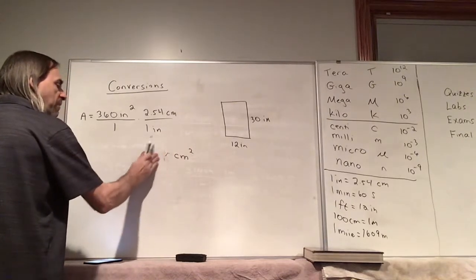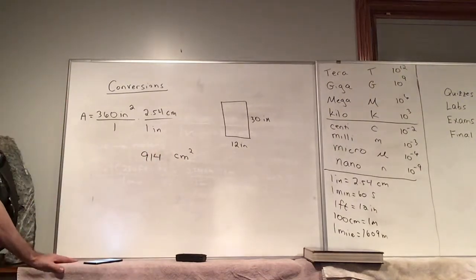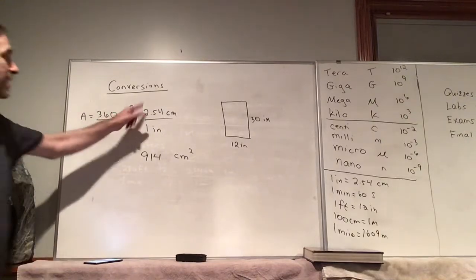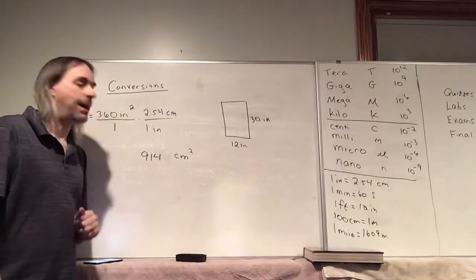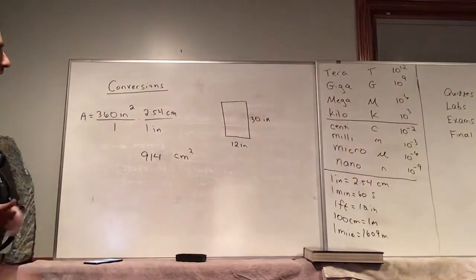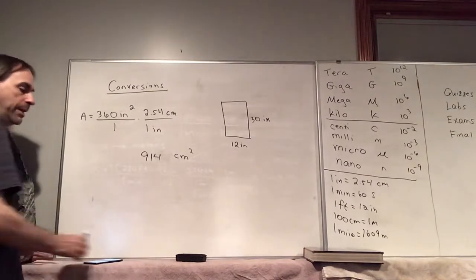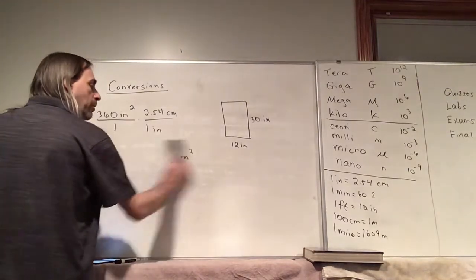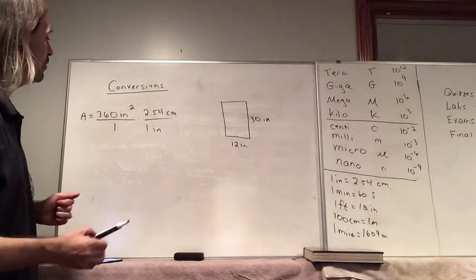I'll just say 914 centimeters squared. This is wrong. And what it is just 360 times 2.54. But again, this is a very common mistake. And it kind of looks right because you're converting inches to centimeters. But again, what I encourage everyone to do is never ignore units in calculations.